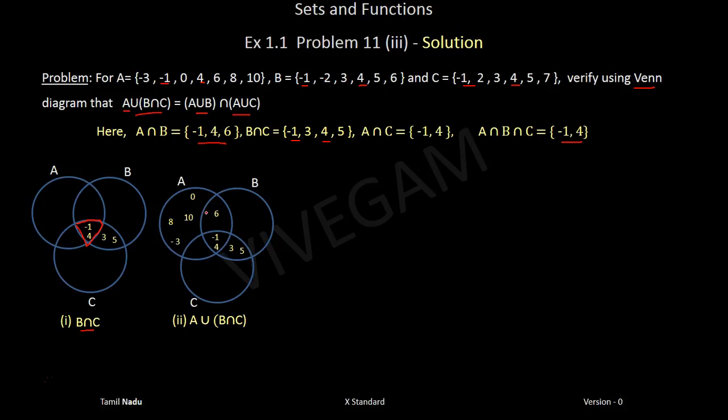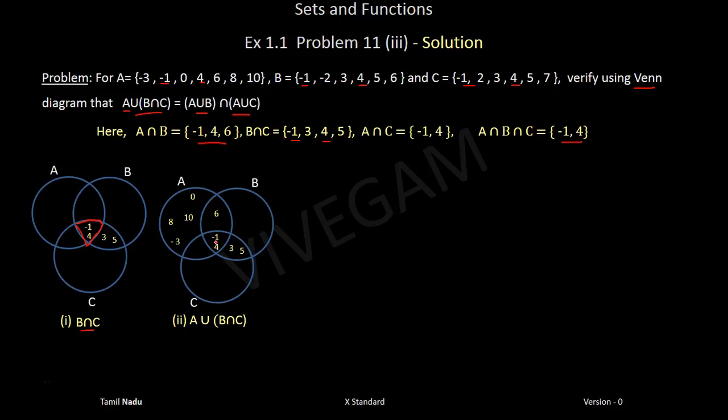Okay. Right, now what is A intersection B? As I said, minus 1, 4, 6, but out of which minus 1 and 4 are already covered in the A intersection B intersection C. So what is left out? 6 is only left out, so you'll have to write 6 here. Now this area is A intersection C, right? So here A intersection C is minus 1 and 4.